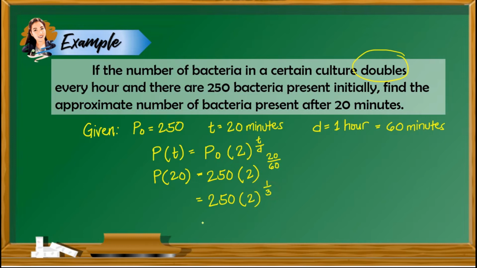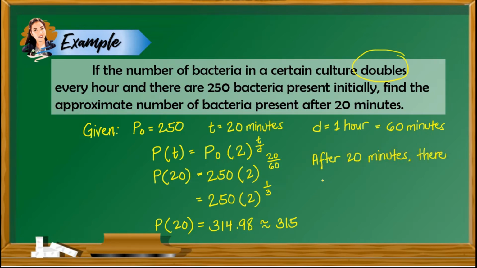By pressing your calculator, here the answer is 314.98. So this is the population of bacteria after 20 minutes. So we can now have the approximate value by rounding this off to 315. So we can now conclude that after 20 minutes, there will be approximately 315 bacteria.